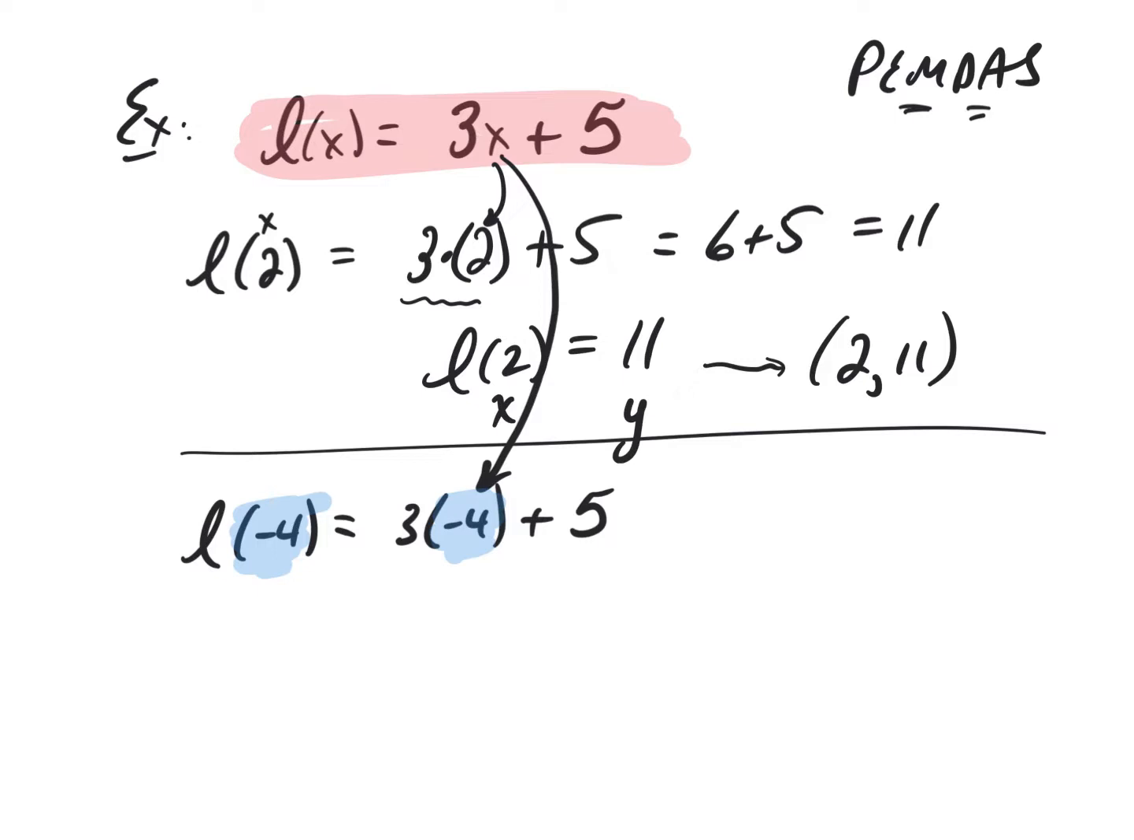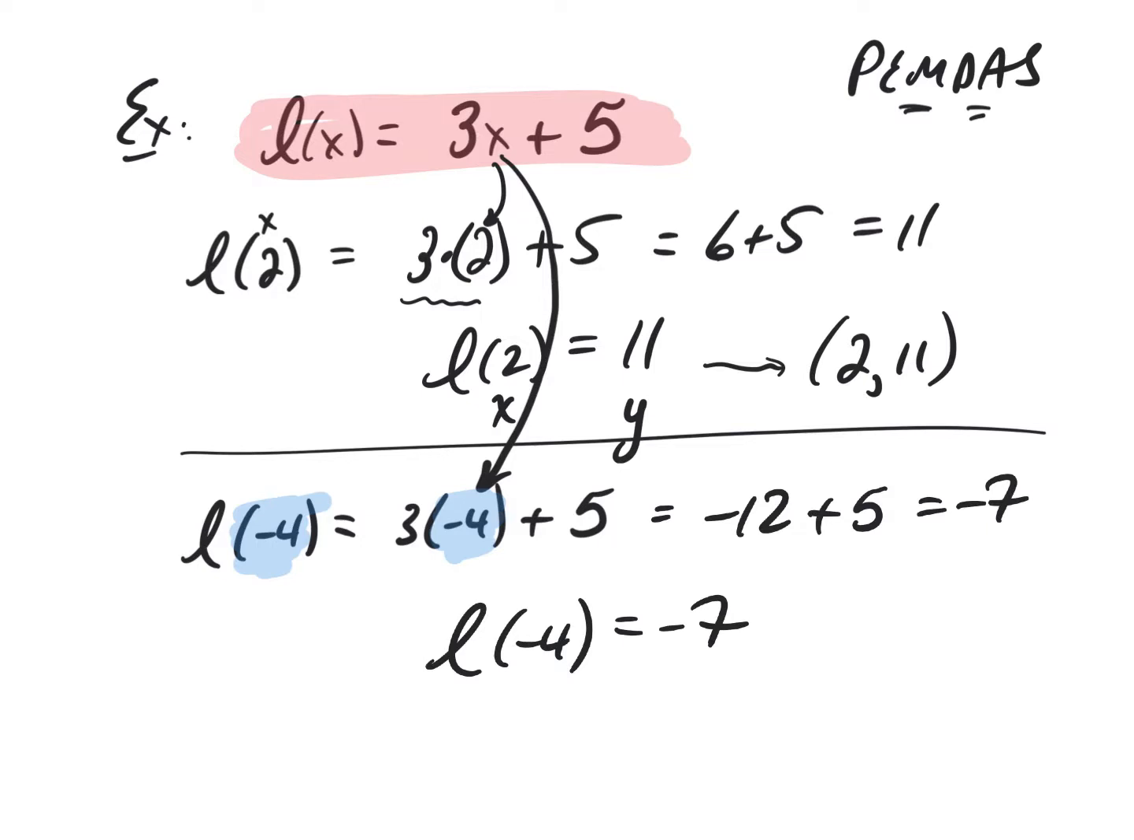And again, you guys will do the arithmetic. Remember, multiply before you add. So 3 times negative 4 is negative 12. Then negative 12 plus 5 is negative 7. So writing that out, this would then be L of negative 4 is equal to negative 7. What goes in is an x. What comes out is a y. So again, this is equivalent to the ordered pair, negative 4 comma negative 7.